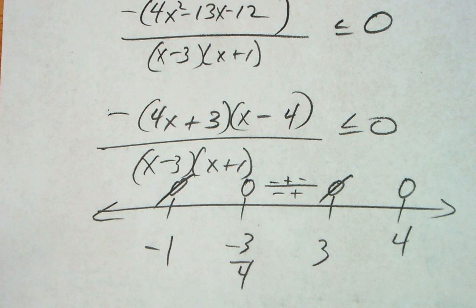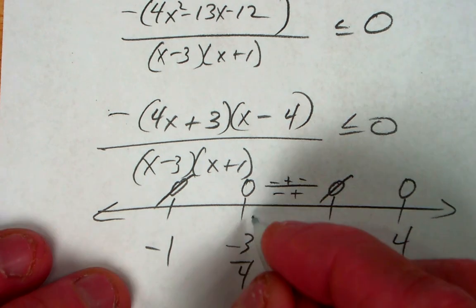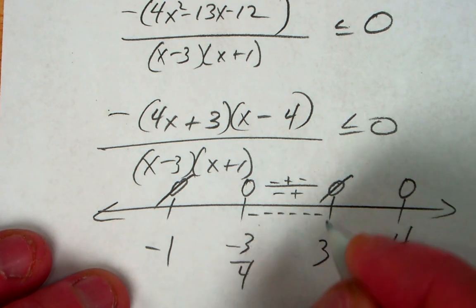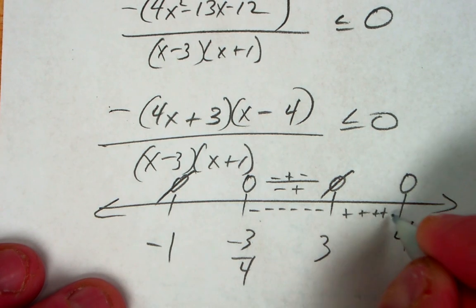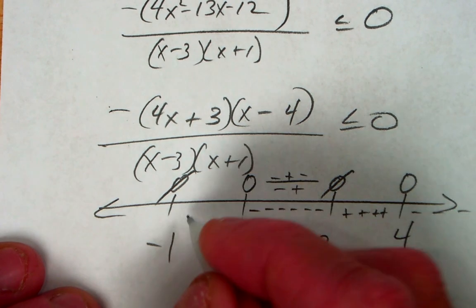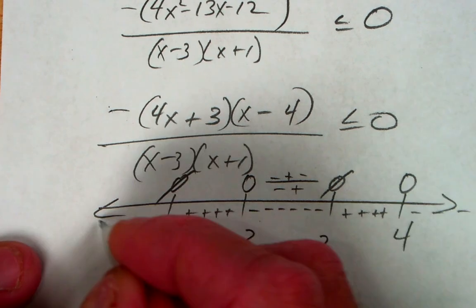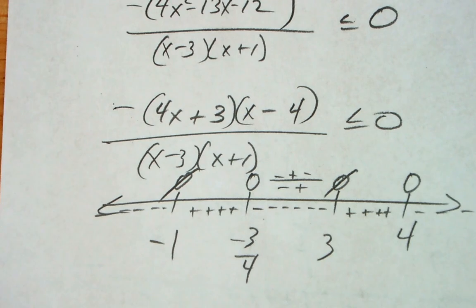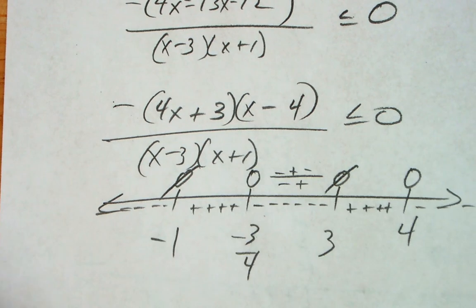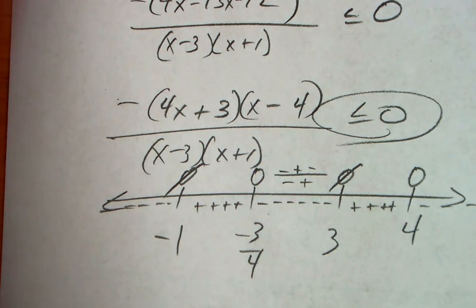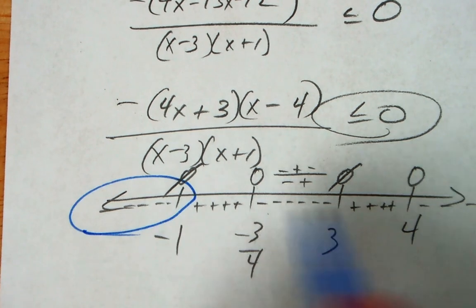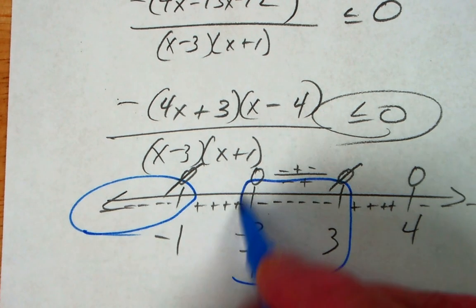Yep, it'd be negative. So the top would be positive, the bottom would be negative. This would be positive, this would be negative, this would be positive, this would be negative, because there's no double roots or anything. So now, less than or equal to 0. I'm interested in this section and this section.